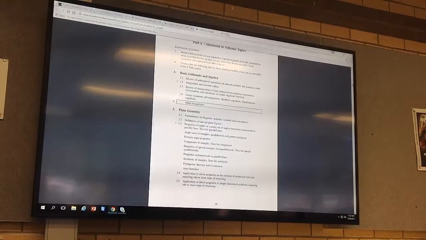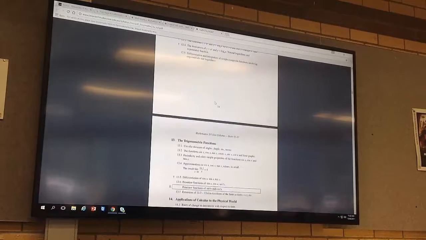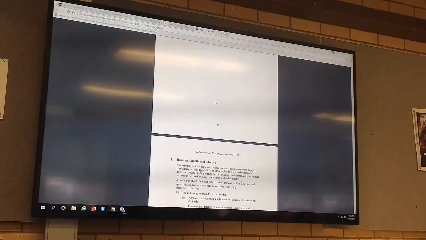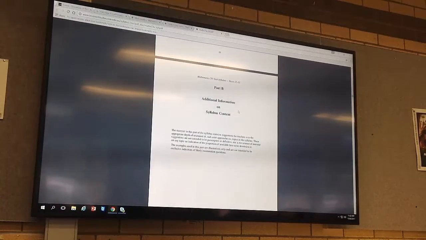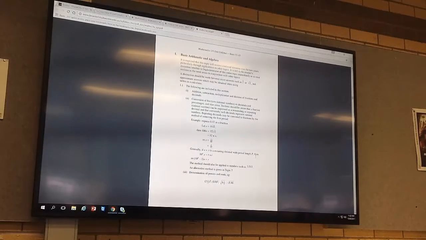Then, if you continue on, this bit is additional information on syllabus content. We're back to basic arithmetic and algebra again. So what this section does is it gives you a lot more of the detail about exactly what they mean by that section. This is what the students should be able to do.